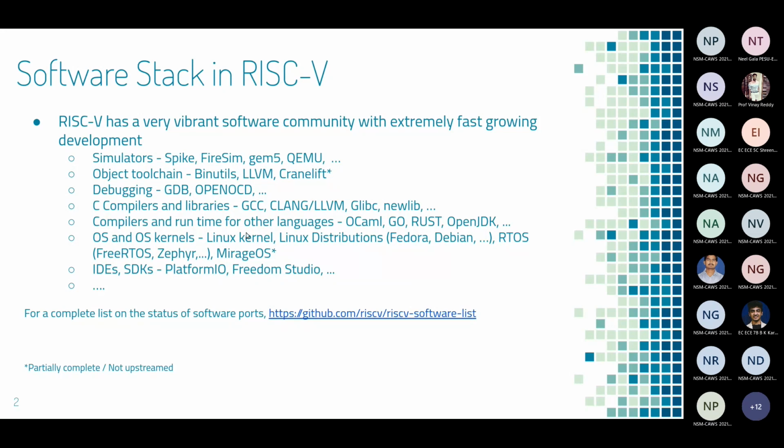Then there are a bunch of C compilers and libraries: GCC, clang/LLVM, and then glibc and the newlib library, and all of those. A bunch of other compilers and runtimes for other languages like OCaml, Go, Rust, OpenJDK. And there are a lot of other kernels which have been ported to RISC-V, and lately, people have been developing SDKs and all of that for RISC-V also. For a complete list on the status, you can visit this link.